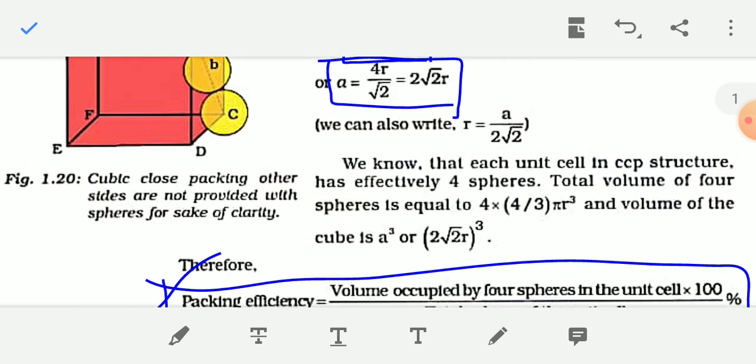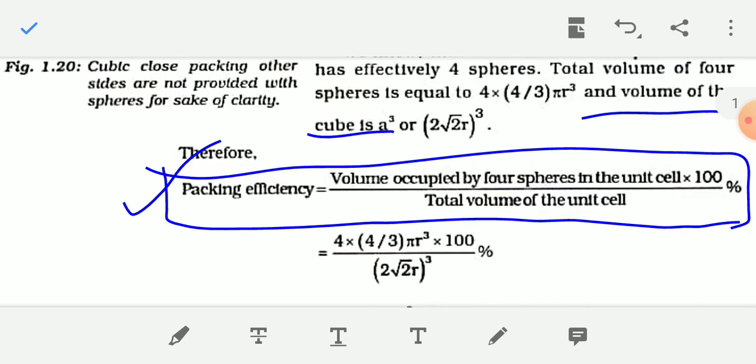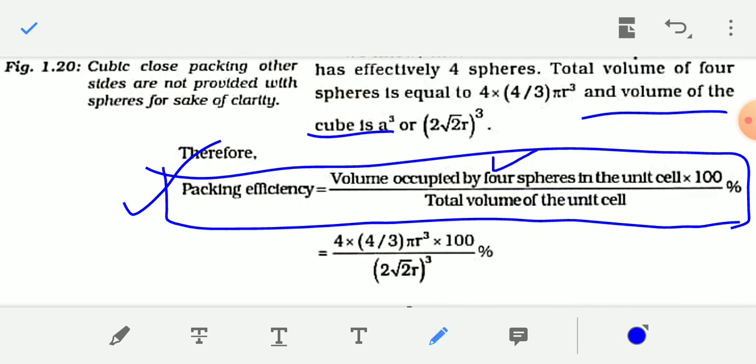Now what is the volume of the unit cell? Volume is a³, where a means 2 root 2 r. So the volume of the unit cell is (2 root 2 r) whole cube. Now packing efficiency is the volume occupied by 4 spheres, because 4 particles are present in the unit cell, into 100, divided by the total volume of the unit cell. The volume of one sphere is 4/3 πr³. So the volume of 4 spheres is 4 into 4/3 πr³, divided by a³, that is (2 root 2 r) whole cube, into 100.